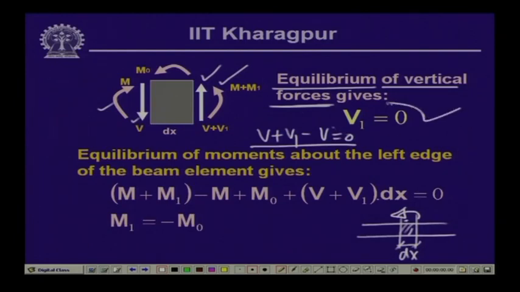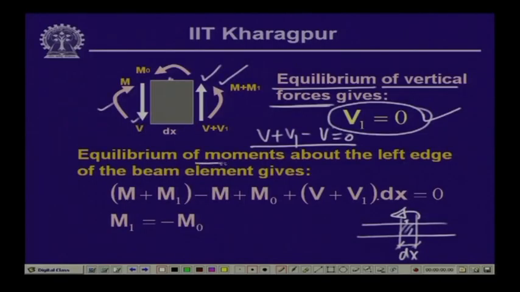Now, the meaning of V1 equals 0 is that along the length of the beam, if there is a concentrated moment, then there is no change in the shear force. So, along the length of the beam, whenever we come across a concentrated moment at a particular point, and we compute the shear force on the left and the right of that concentrated moment, we will find that there is no change in the shear force.